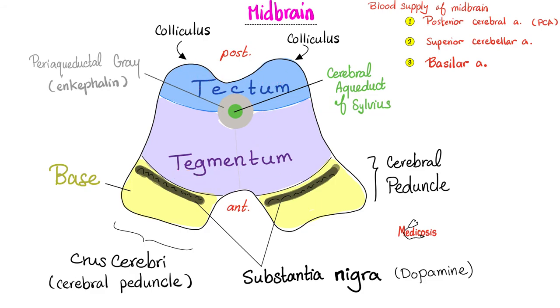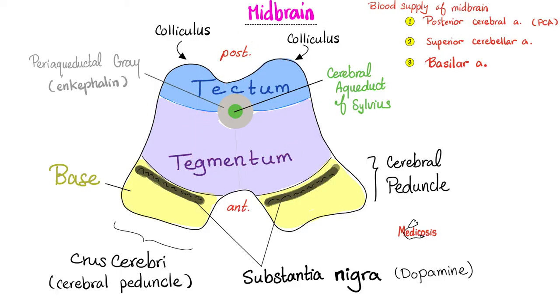This tegmentum has 4 balls, or 2 pairs of balls. The upper pair is called superior colliculi. A superior colliculus on the right, a superior colliculus on the left. Below them, inferior to them, we have inferior colliculus on the right and inferior colliculus on the left. What's the function of the superior colliculi? Vision. What's the function of the inferior colliculi? Hearing. What's the function of the lateral geniculate body? Vision. How about the medial geniculate body? Hearing. So, the tectum has the 4 balls or colliculi, and the tectum is the most posterior.